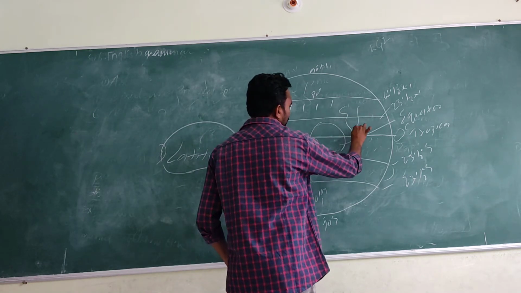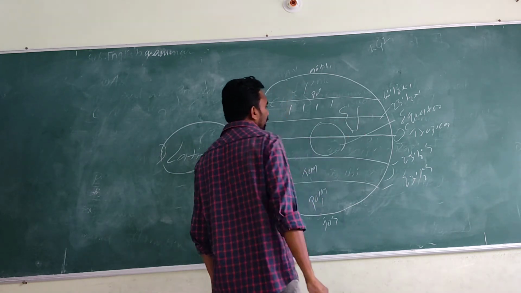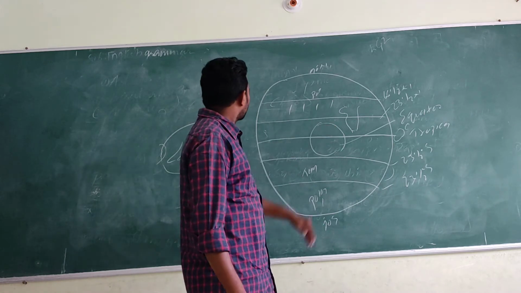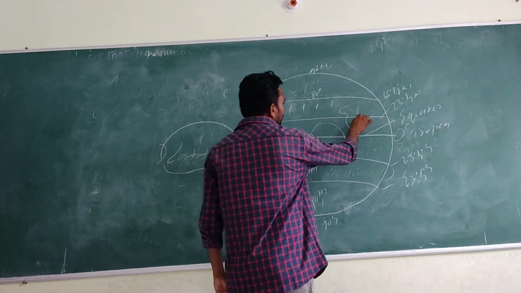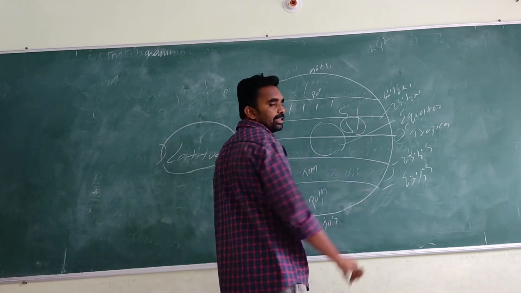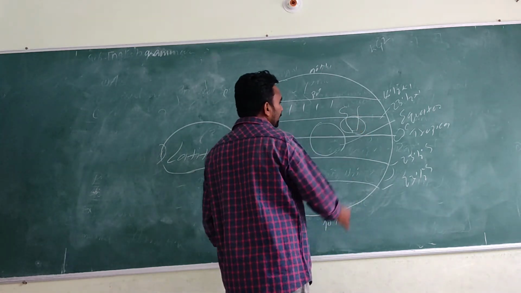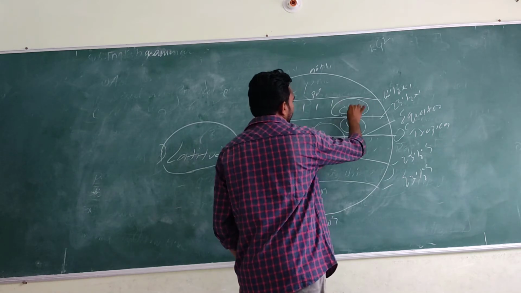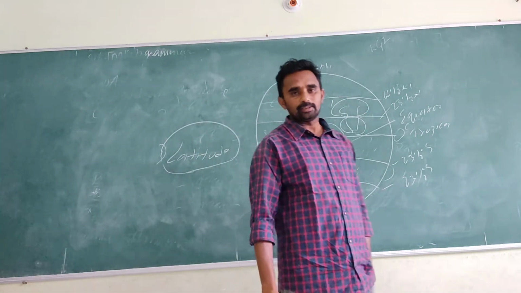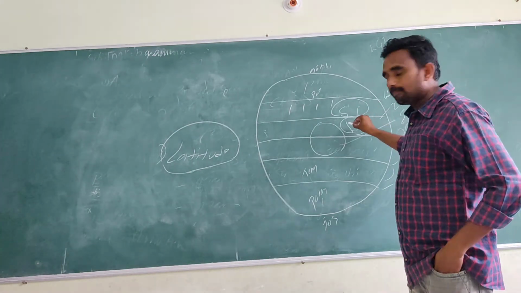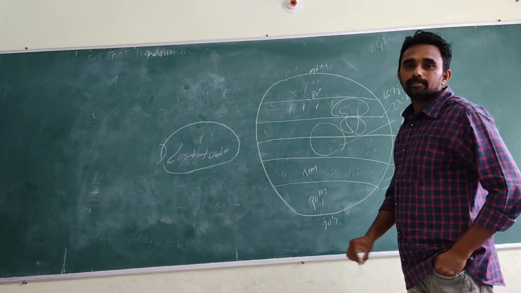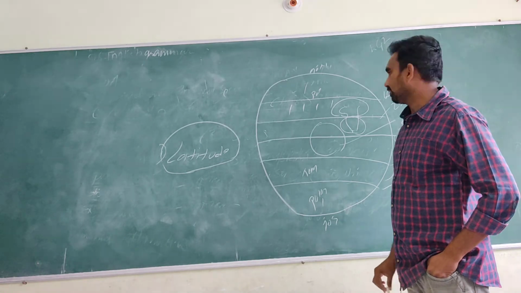By this, we can clearly say that the southern part of India is present in the tropical area, whereas the northern part of India is present in the temperate region. Understood? The southern region lies in the tropical region, whereas the northern part lies in the temperate region.